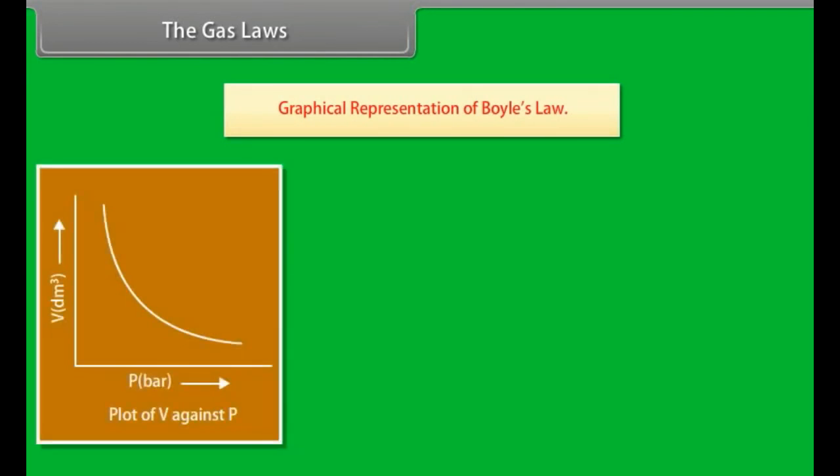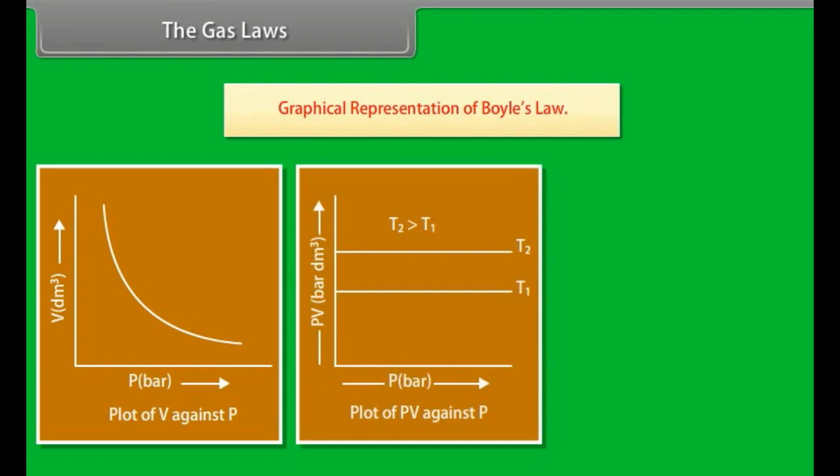It shows the plot of V versus P at a particular temperature. It shows as P increases, V decreases. It shows the plot of PV versus P at particular temperature. It indicates that the PV values remains constant in spite of a regular increase in P.